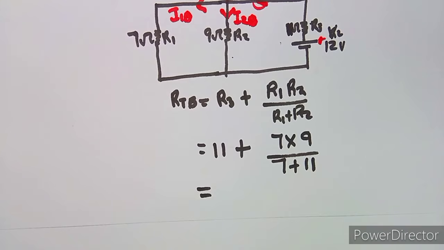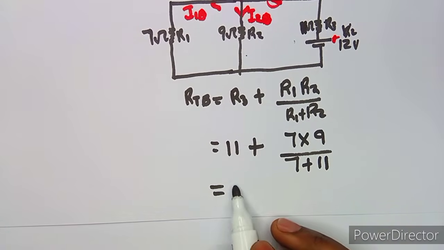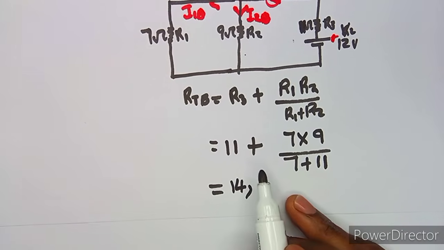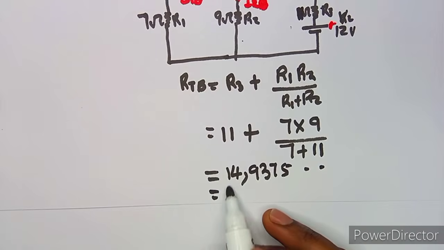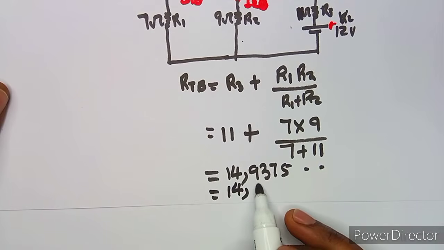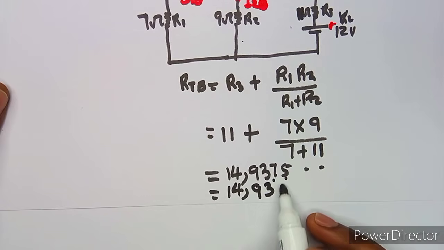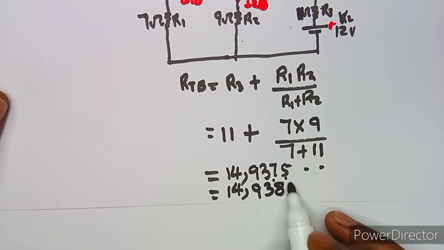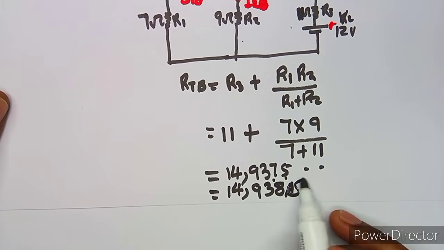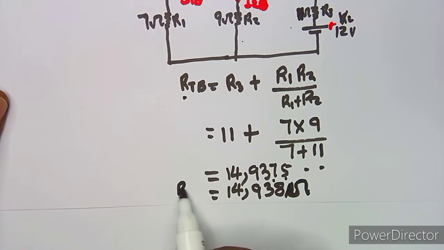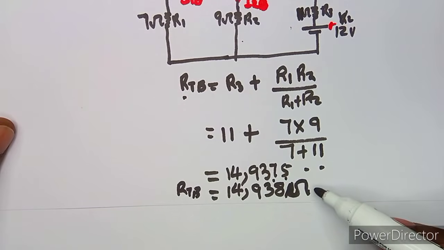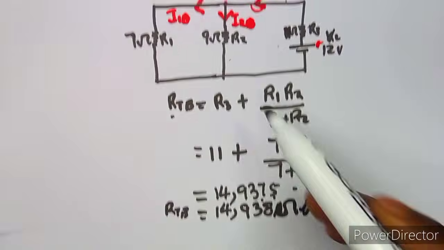All right, so if we do this calculation here, we are going to obtain a total of 14.9375, something like that, which is going to give us 14.938. Take note, this is ohms actually, this is resistance. Take note, guys, we are working with resistance here. This resistance is the total resistance of the circuit.